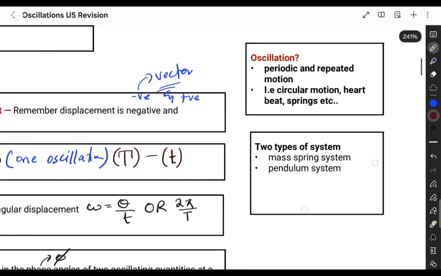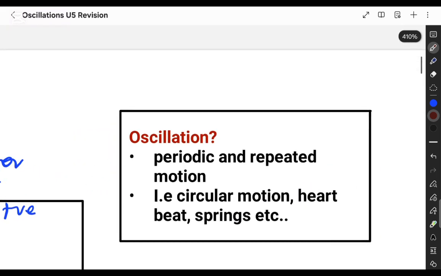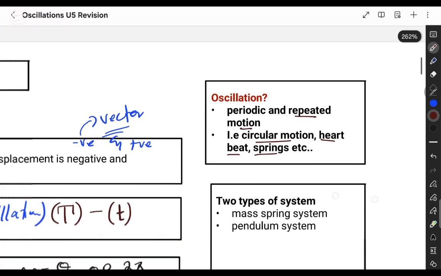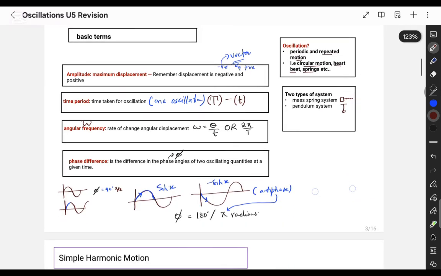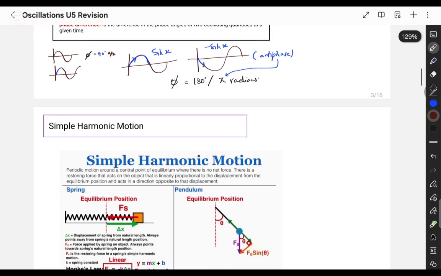Okay. Now, next thing is that what is an oscillation? It is a periodic and repeated motion. So you can have circular motion, heartbeat, springs. So all of these are examples of oscillation. And the main type of oscillation systems that we're going to be looking at is mass spring system, which is going to look like this, and then pendulum, like this. Okay, I'm sure you're familiar with all of this. So that's the basic terms.